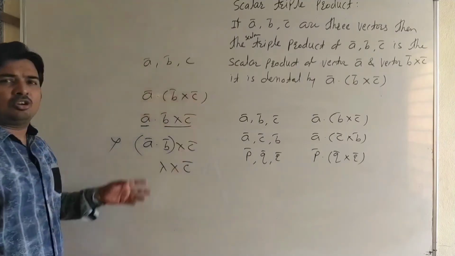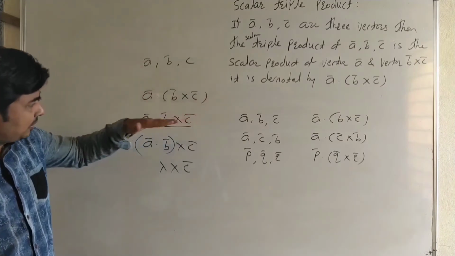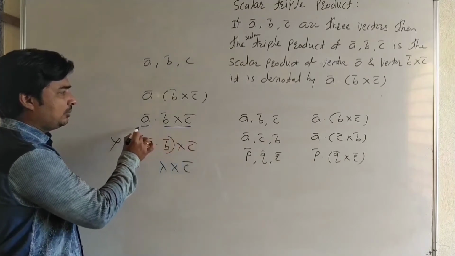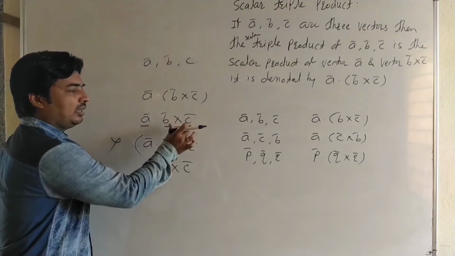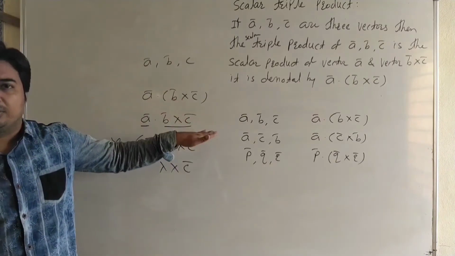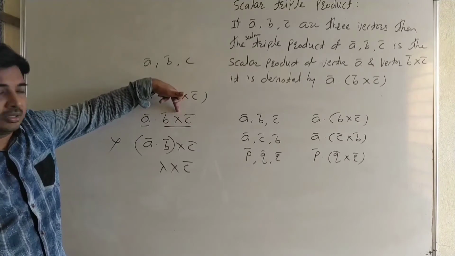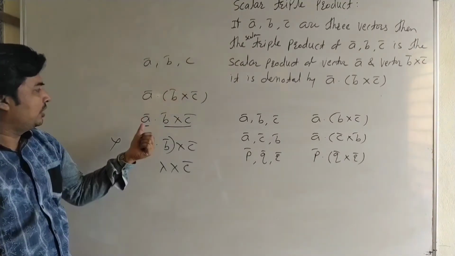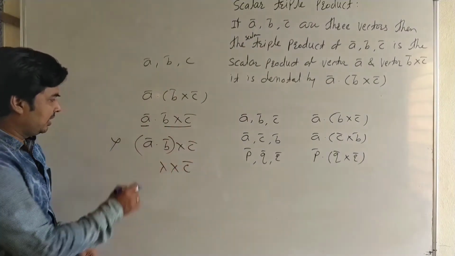We can take brackets or not. If we take brackets, it is clearly understood. But even without brackets, the only meaningful statement is this: a bar is one vector and b bar cross c bar is a second vector, and we take the dot product of these two vectors. The second vector is the cross product of these two vectors. Therefore it is the triple product of a bar, b bar and c bar. Otherwise, it is meaningless.